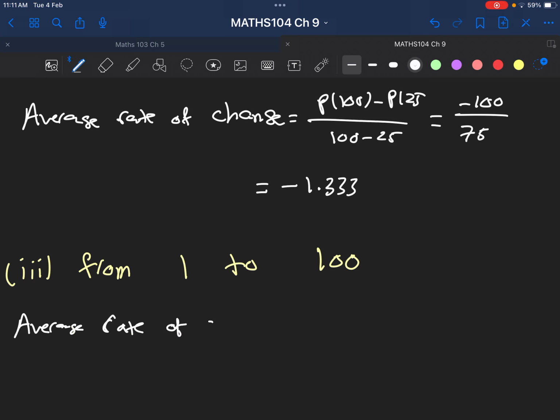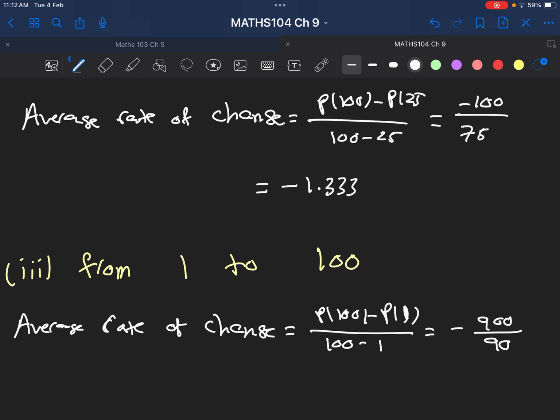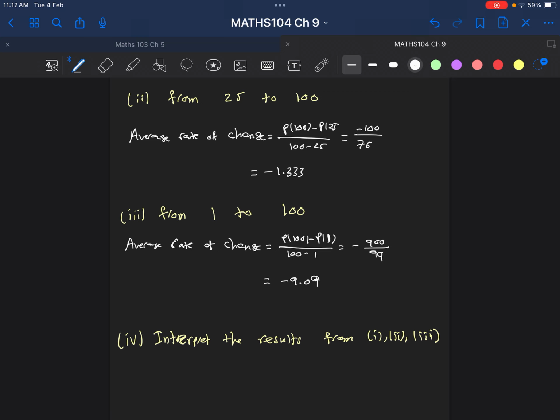Same thing for the next one. Average rate of change equals P of 100 minus P of 1. Of course, how do we find P of 1? We substitute Q equal to 1 in the formula. We substitute Q equal to 100 in the formula. We got the answer. You can just plug everything into your calculator at once. This will be negative 900 over 99, which will be negative 9.09. And those are the average rates of change.